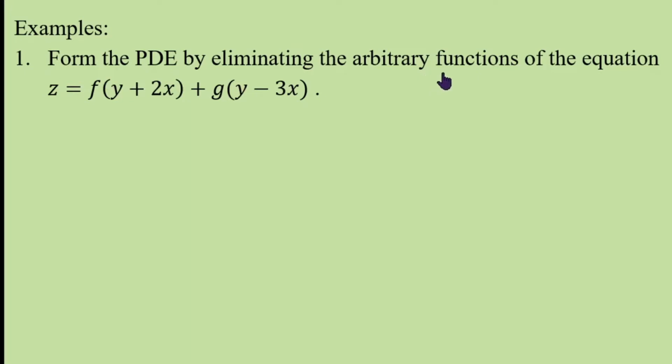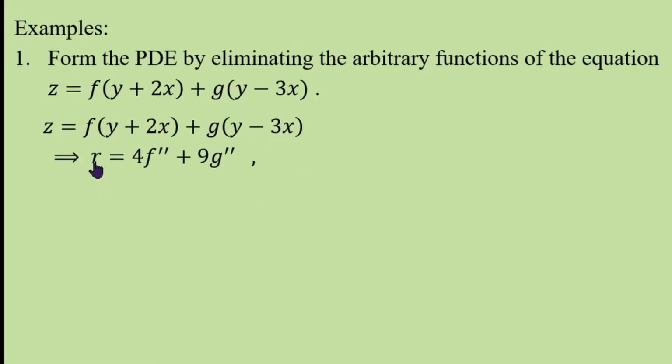Form the PDE by eliminating arbitrary functions of the equation z equal to f of y plus 2x plus g of y minus 3x. Since r is nothing but z suffix xx, s is nothing but z suffix xy, t is nothing but z suffix yy. And hence, when you differentiate partially with respect to x twice, here the coefficient of x is 2, 2 into 2, 4 f double dash, here minus 3 into minus 3, that is 9 g double dash. Therefore, r becomes 4 f double dash plus 9 g double dash.